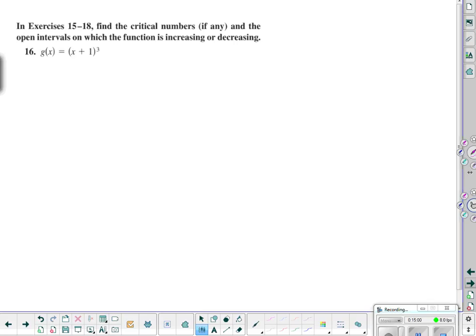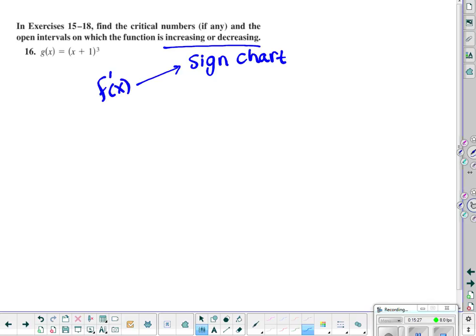One more problem on this video and then I'll start up another one. Number 16, it says find the critical numbers, if any, and the open intervals in which the function is increasing and decreasing. The easiest way for me to figure out if a function is increasing or decreasing, in my mind, is to use a sign chart. And in order to build a sign chart, I'm going to use the first derivative. So let's go in and do a first derivative.